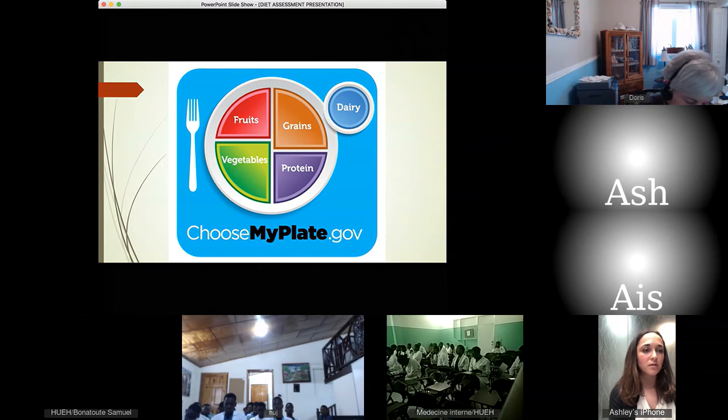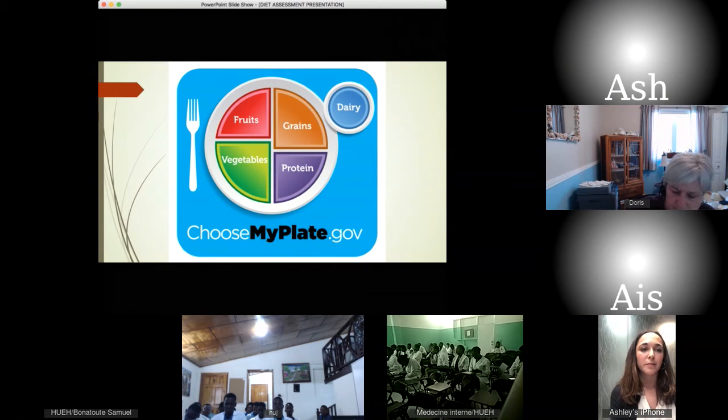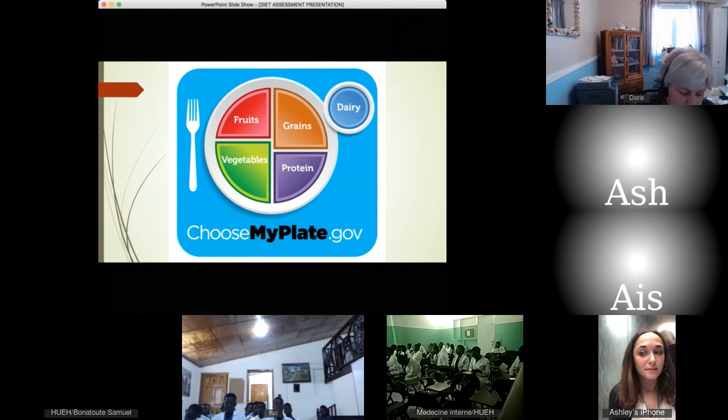So basically, as you can see, it makes it pretty simple visually. We're encouraging our patients and clients to get about half their plate consisting of fruits and vegetables. The other half of the plate should make up, or a quarter of the plate about should be some kind of grains, whole grains or high fiber starches, and then the other quarter of the plate should be some sort of protein.